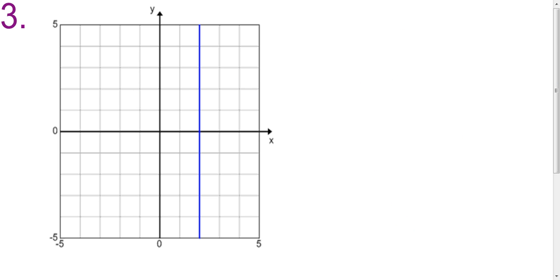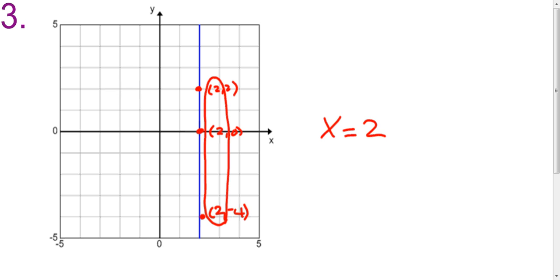This is a vertical line. Remember, vertical lines have certain types of equations. If you can't remember, just think about what's being held constant. This, for instance, is the point (2, 0). This is the point (2, 2). This is the point (2, -4). Hopefully you can see that every single one of these x values, no matter where you are on the line, is 2. So this has an equation x equals 2, because it's a vertical line.